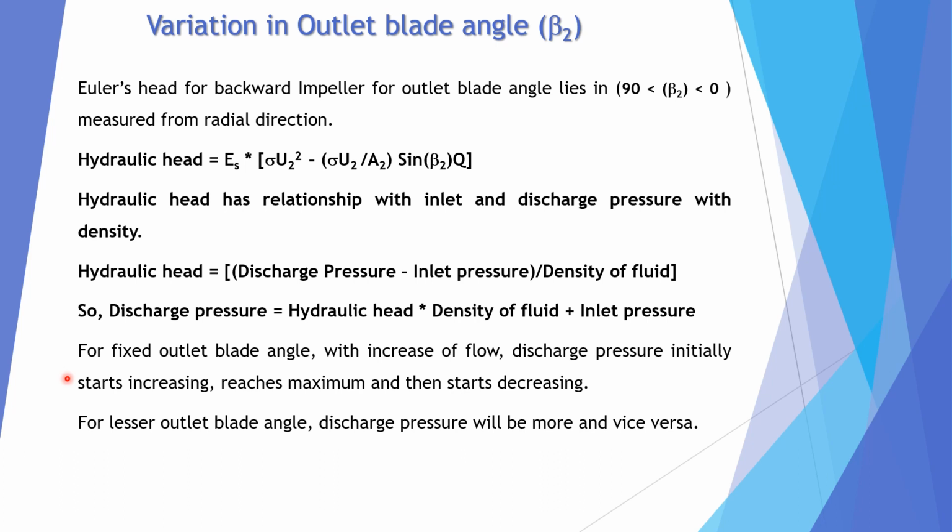For the fixed outlet blade angle, with increase of the flow, discharge pressure initially starts increasing, reaches a maximum and then starts decreasing. This follows a similar pattern to hydraulic head. For lesser outlet blade angle, discharge pressure will be more and vice versa.